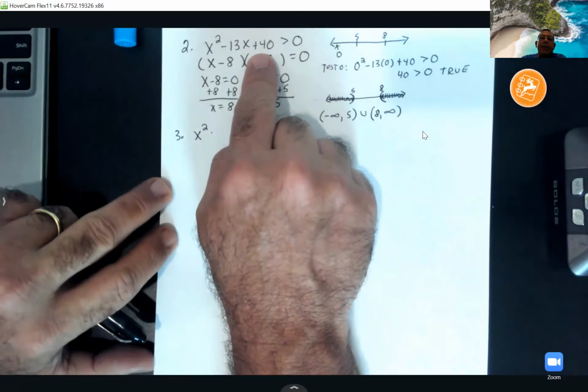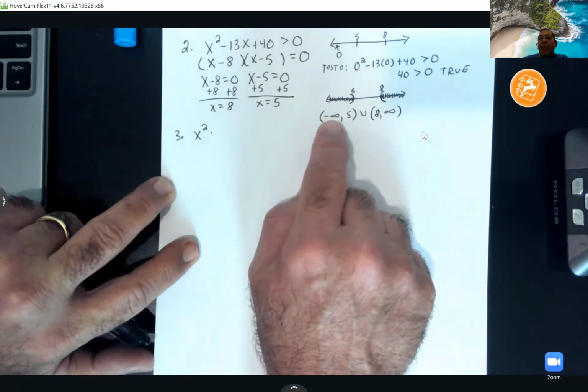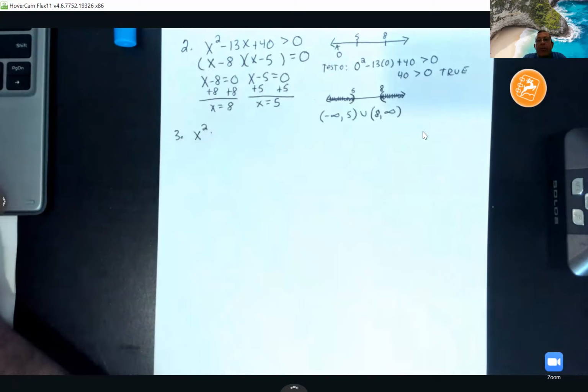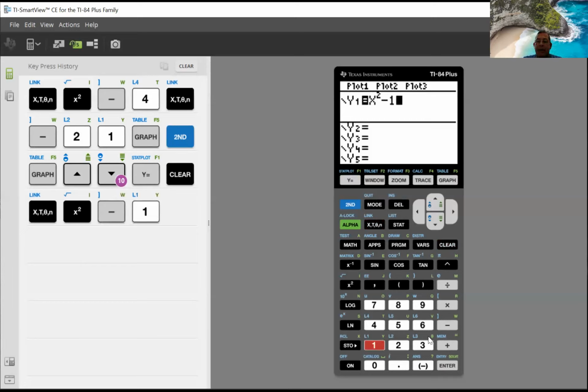Now notice, this said greater than 0. So notice, it's greater than 0 from negative infinity to 5 and from 8 to infinity. So I'm going to show you what that graph will do. I'm going to go to my calculator. Y equals, and I'm going to clear that out. So we had an x squared minus 13x plus 40.